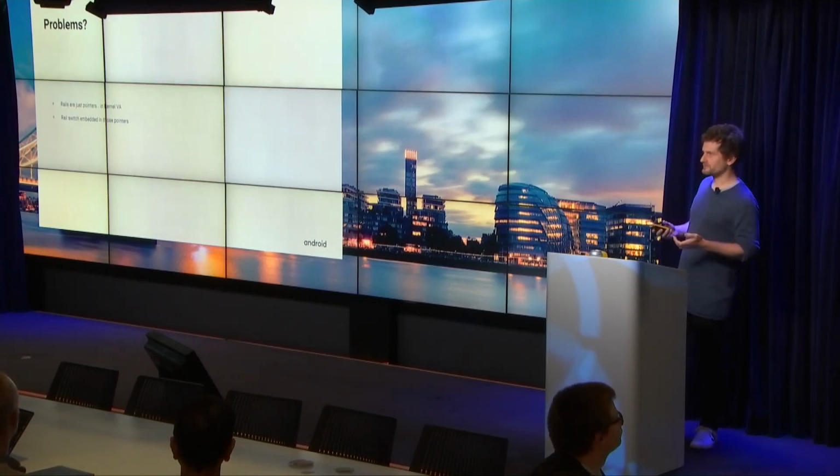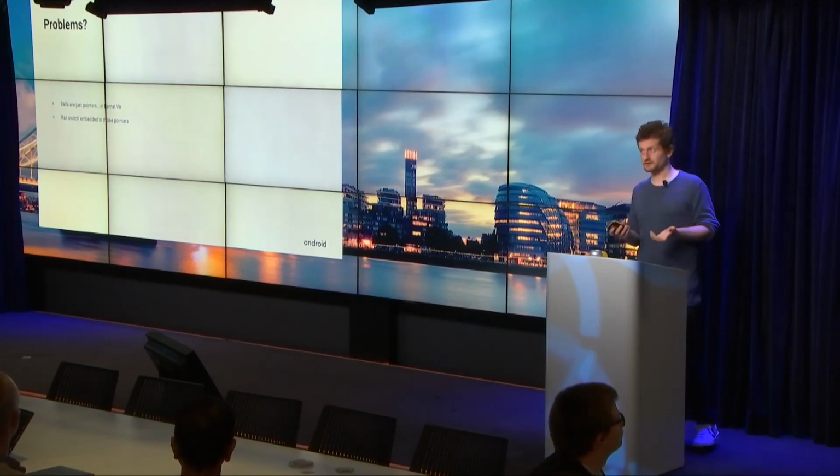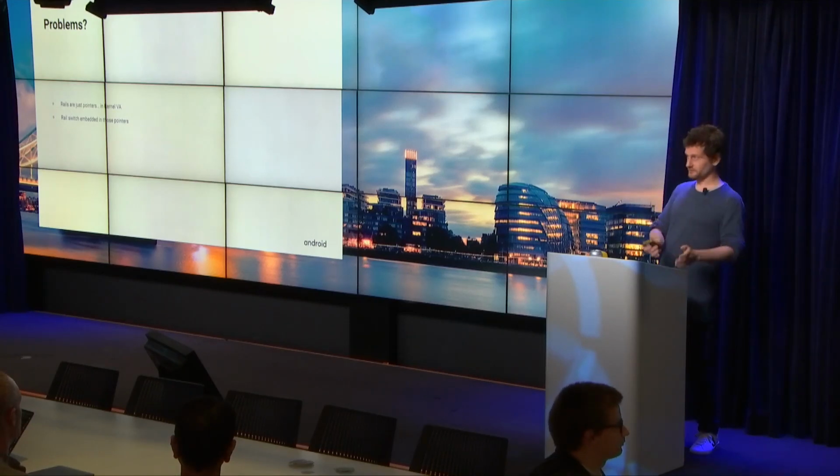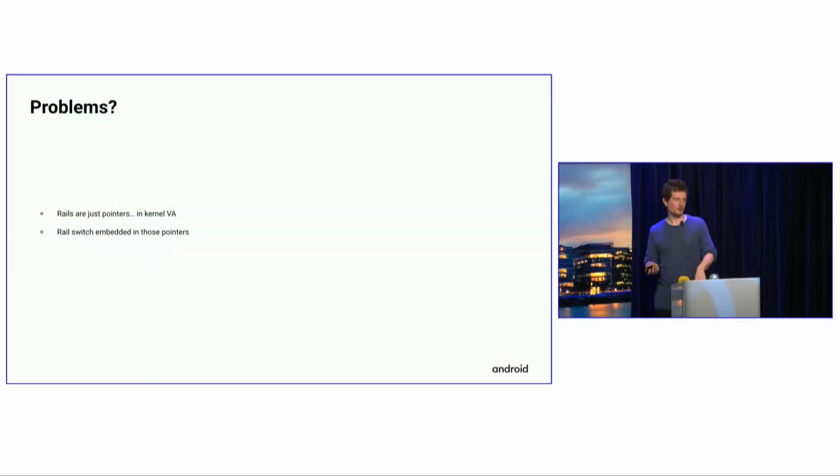Okay, what problems do we have here? Well, the first thing is that the rails, quite unsurprisingly, are just pointers. And those pointers are in the kernel virtual address space. Also, all the mechanism to ensure the atomicity of when you do the rail switch is just flags embedded into those pointers in the first 2 bits.